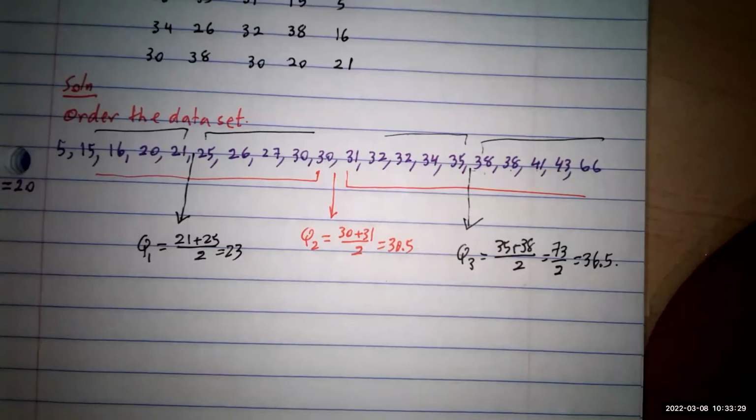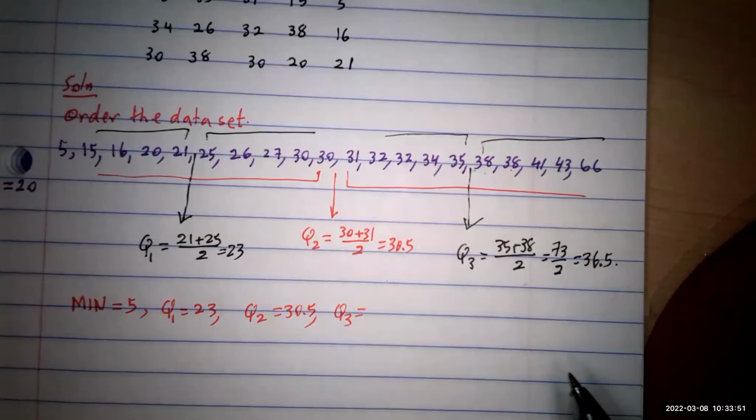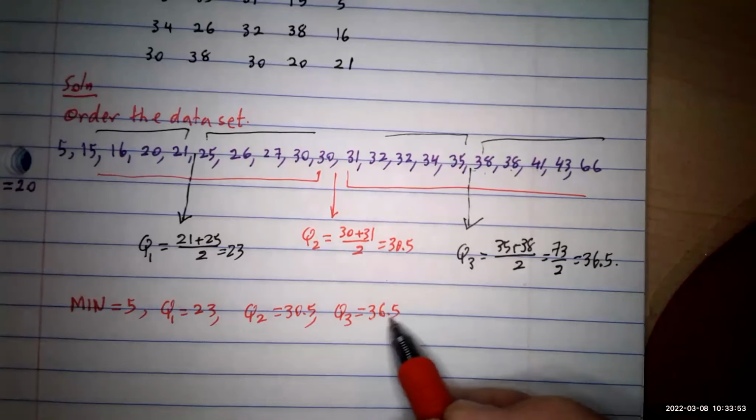So this gives us the 5 number summary. The minimum is going to be 5. The Q1 is 23. The Q2 is 30.5. And the Q3 is equal to 36.5. And the maximum number is 66. So that's the 5 number summary that you have to find. Any question?